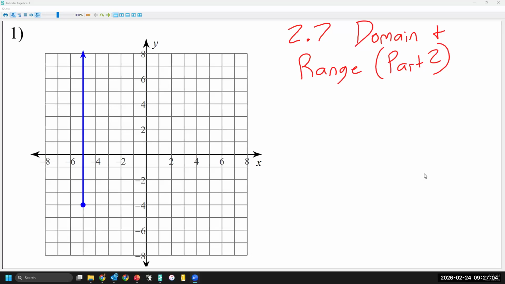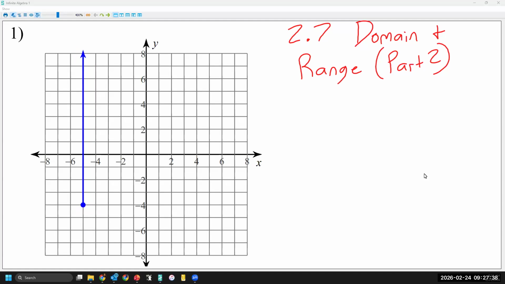Hello. In this video, we're looking at 2.7 Domain and Range Part 2. Last time, in Domain and Range Part 1, we looked at graphs that had a starting point and an ending point. What's going to be different today is that we're going to add an arrow at one end. So we'll have a starting point at the beginning and then an arrow at the other end. We'll talk about what difference that makes for domain and range.